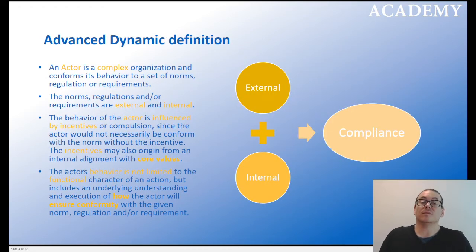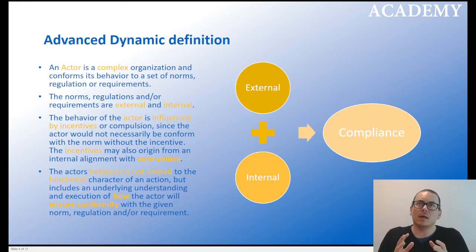So this is a more advanced definition because it requires a bit more attention. An actor is not just an individual or one organization, but we have to look at an organization as a complex environment, a complex organization with a lot of contracts, a lot of relationships. So it's not that simple anymore.